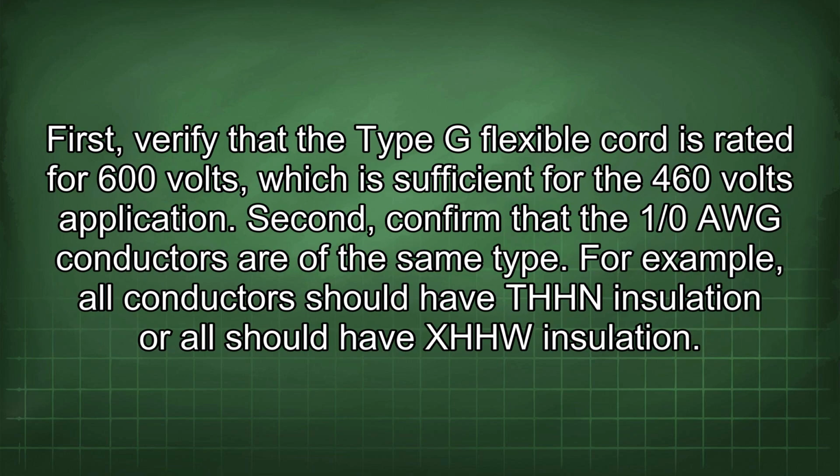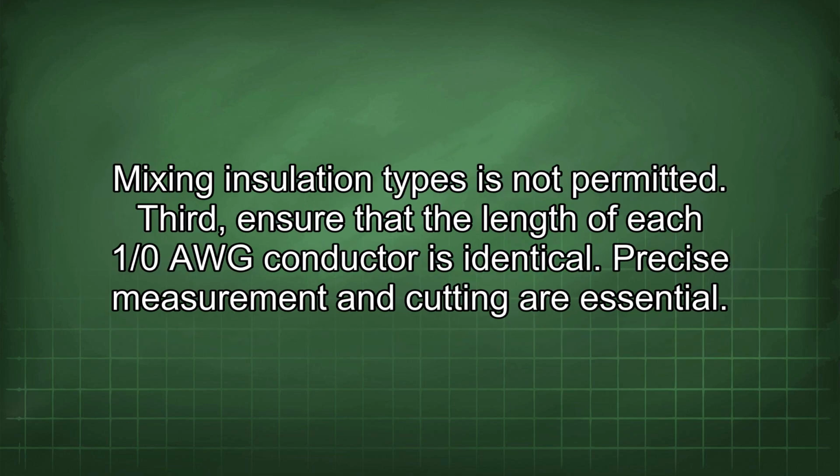First, verify that the Type G flexible cord is rated for 600 volts, which is sufficient for the 460 volts application. Second, confirm that the 1/0 AWG conductors are of the same type. For example, all conductors should have THHN insulation or all should have XHHW insulation. Mixing insulation types is not permitted.